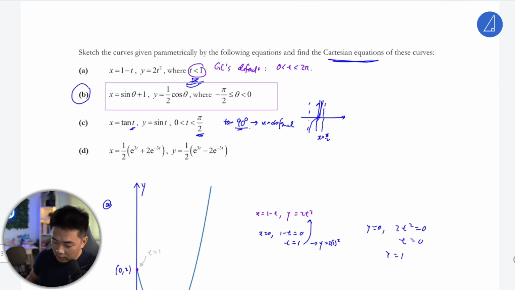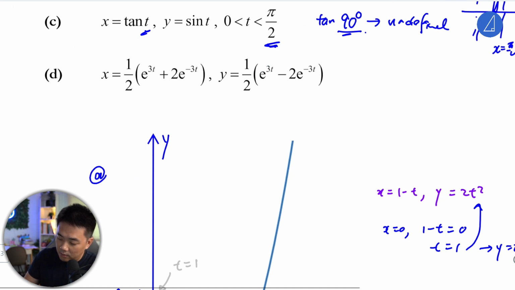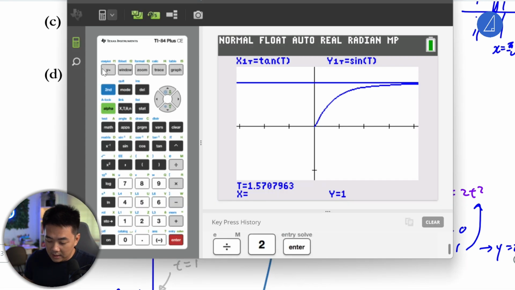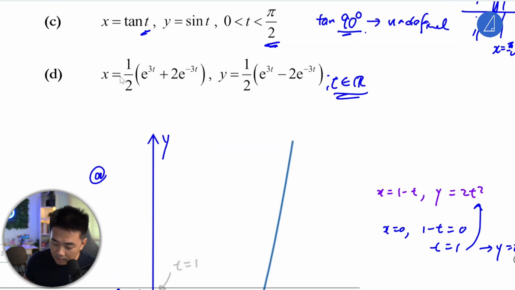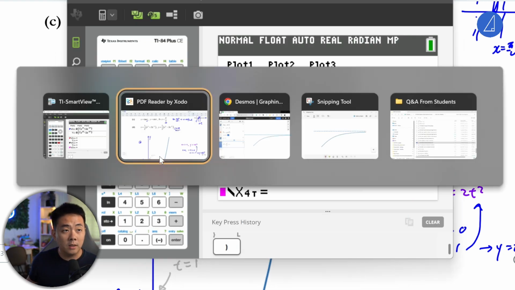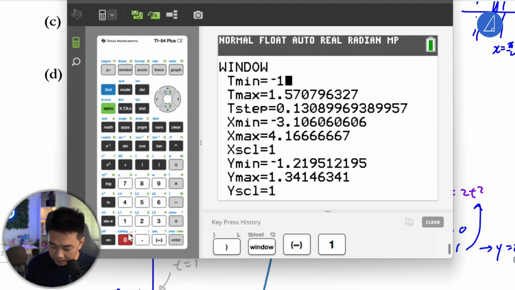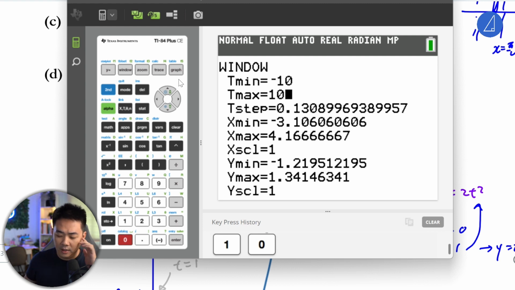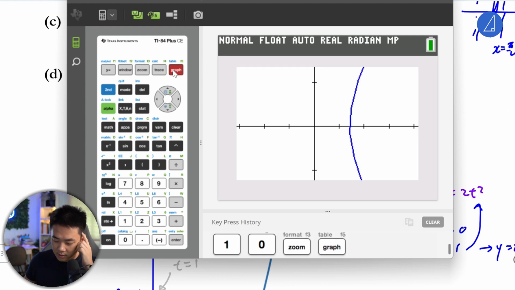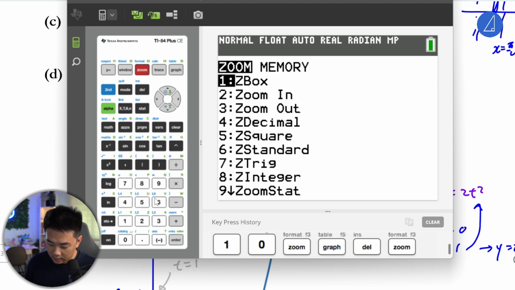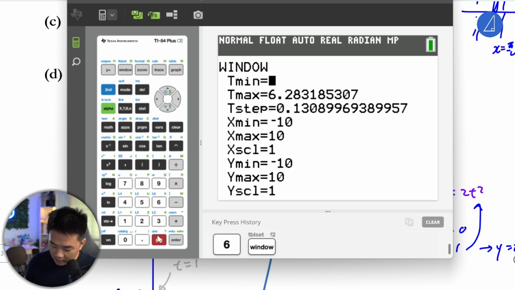In this case, if they don't write what t is, we just assume that t is for all real values. For all real values, what we could do in our calculator is put negative 10 to 10, or negative 15 to 15 would suffice. Go in there and just key in. Make sure the window setting is negative 10 to 10, from negative infinity to infinity. I'm going to graph it now, maybe zoom standard first, then window negative 10 to 10.